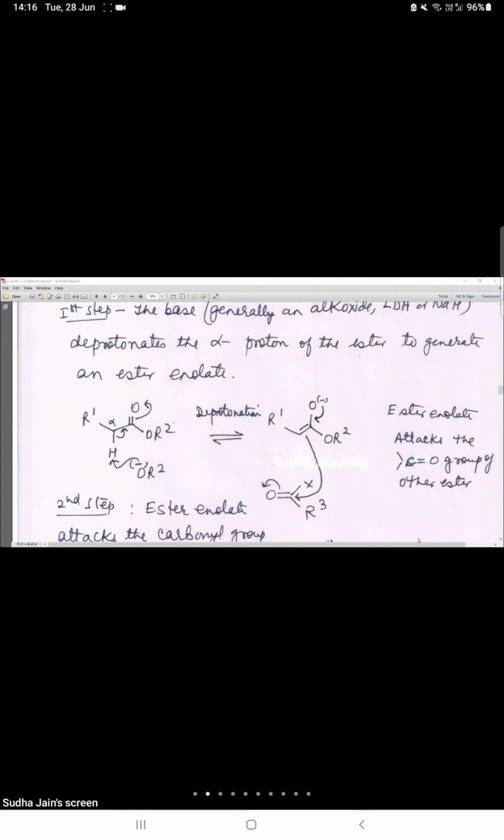Like in other reactions, it is a base catalyzed reaction, so the very first step will be the abstraction of the proton or deprotonation of the alpha hydrogen, right? जो एस्टर का अल्फा हाइड्रोजन है, वो abstraction of proton होगा by alkoxide base. So this deprotonation will result in the formation of an ester enolate.